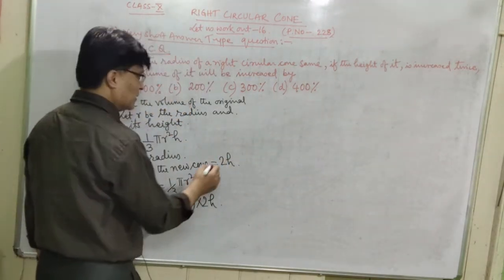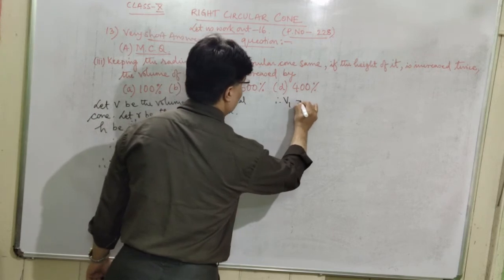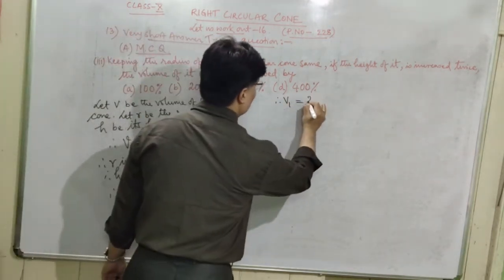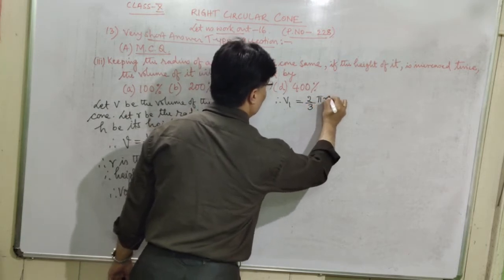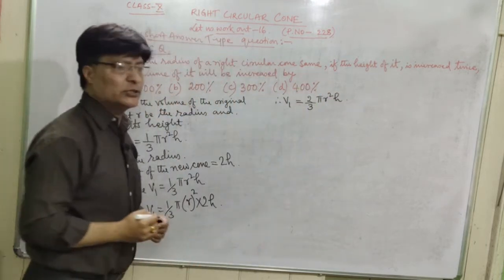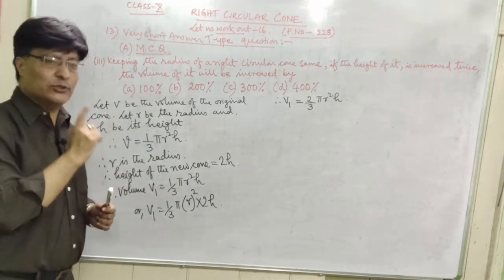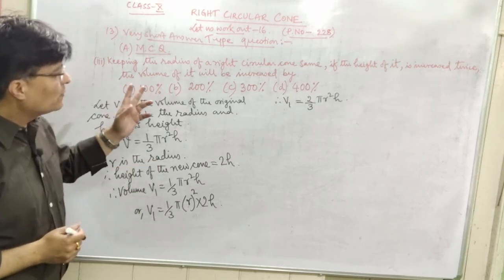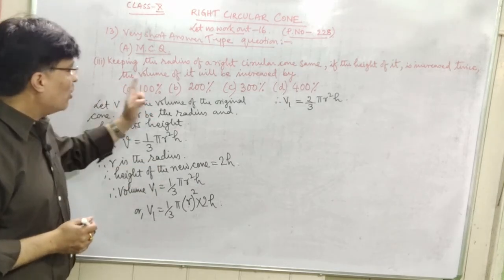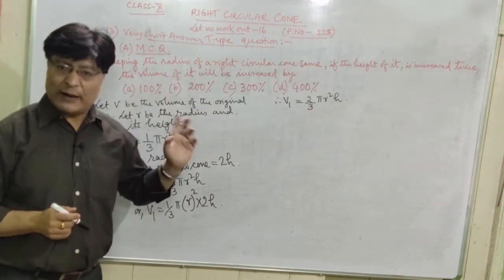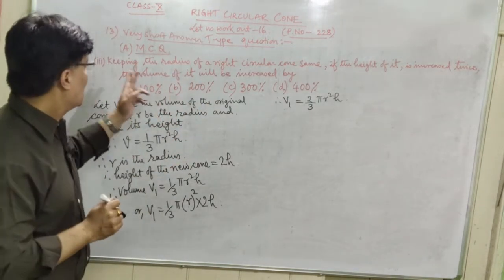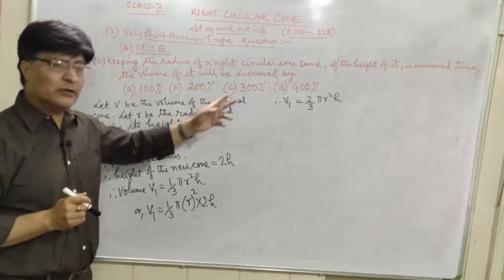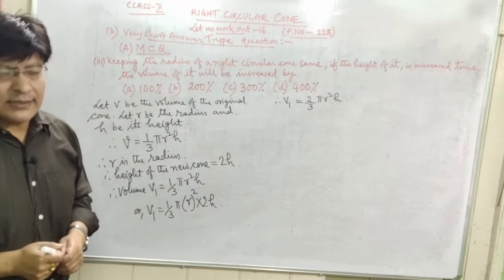So let us simplify it further. What is the volume of the new cone? That is V1 is equal to 2/3 pi r square h. So this is the volume of the new cone. Now we have to find out by how much the volume will be increased, whether it is 100%, 200%, 300% or 400%. You have to check the correct answer.